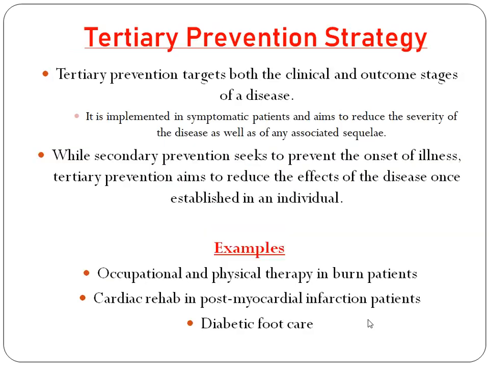So, okay, then tertiary prevention strategy. Now, this targets the clinical part of the disease. It is implemented in symptomatic patients, and its target is to reduce the severity of the disease, as well as any associated factors that may join it. While secondary prevention seeks to prevent the onset of the full-blown illness, tertiary is to reduce the effects of the disease once it is established in individuals.